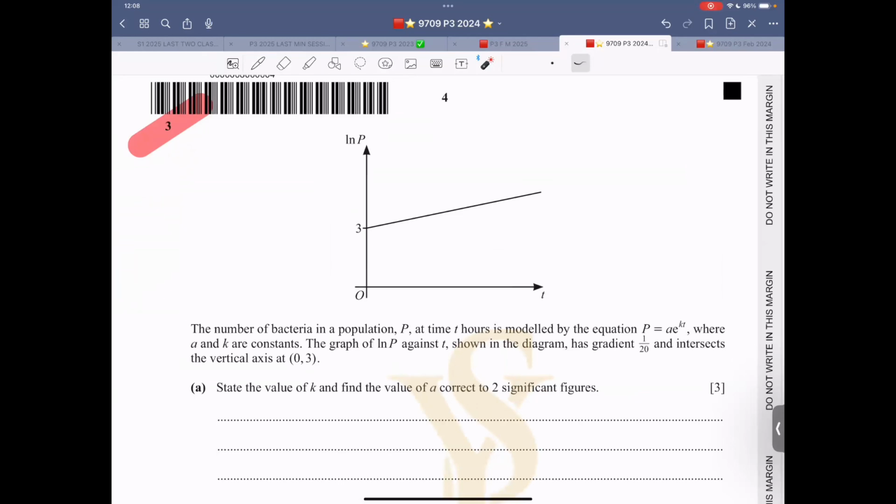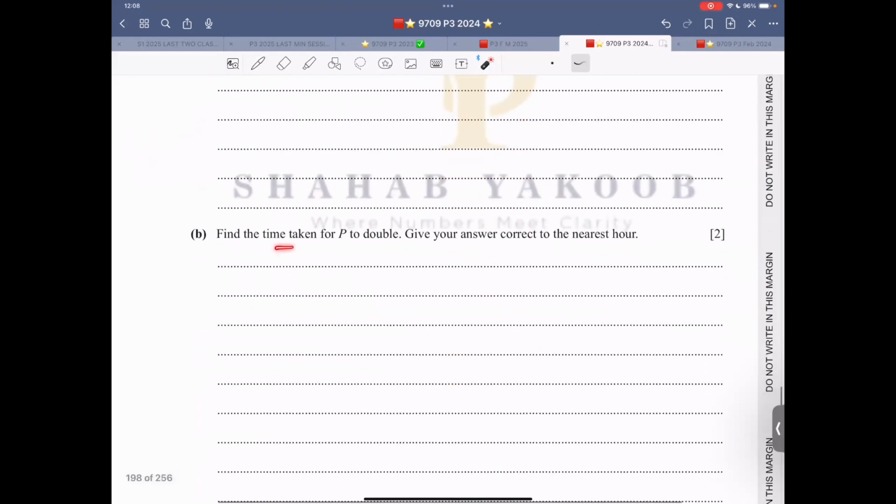Question number 3, a linear law question. The number of bacteria in population P at time t hours is modeled by this equation, where A and K are constants. The graph of ln P against t is shown in the diagram. It has a gradient and intersects the vertical axis as such and such. So instead of giving you the points and making you find the gradient yourself, they have already given it. State the value of K, find the value of A, correct to 2 significant figures. Find the time taken for P to double, giving your answer correct to the nearest hour.